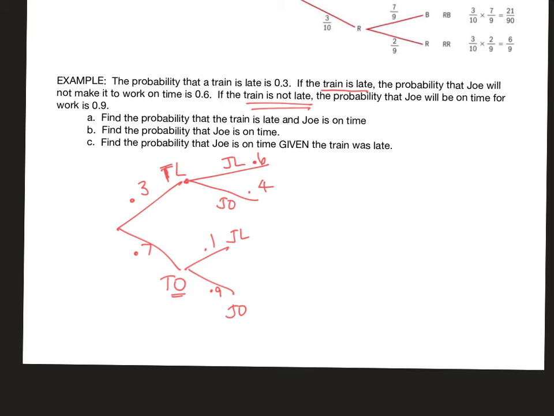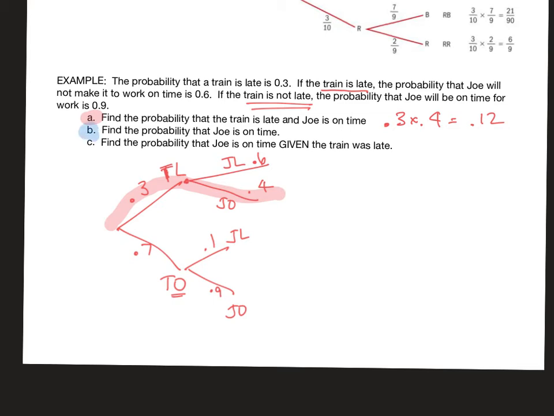Okay, once you've got the tree completely filled out, now it's just a question of where do I find my answers on this tree? So let's take these one at a time. Let's look at question A. Find the probability that the train is late and Joe is on time. Train is late, that's here, and Joe is on time. Does that make sense? You follow the branches to answer that question, and then you just multiply along the branches. 0.3 times 0.4 equals 0.12. All right, let me switch colors.